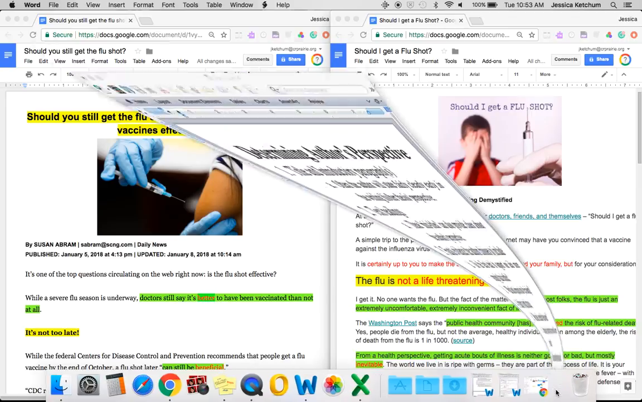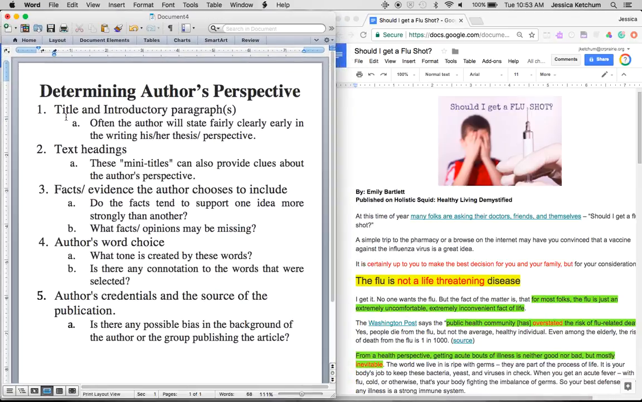So in summary, when you're looking for perspective, look at things like the title or the introductory paragraph. Those headings can kind of give you further clues about what the author thinks. Then look at the facts or evidence, paying particular attention to if there's certain facts that you feel are being omitted or missing. Then look at author's word choice to decide is there certain connotation or bias within that word choice. And finally, perhaps look at the author's credentials to see who's publishing this and what perspective they may have on the topic.